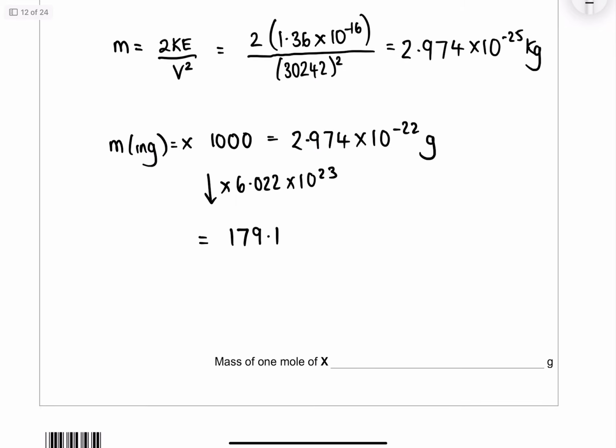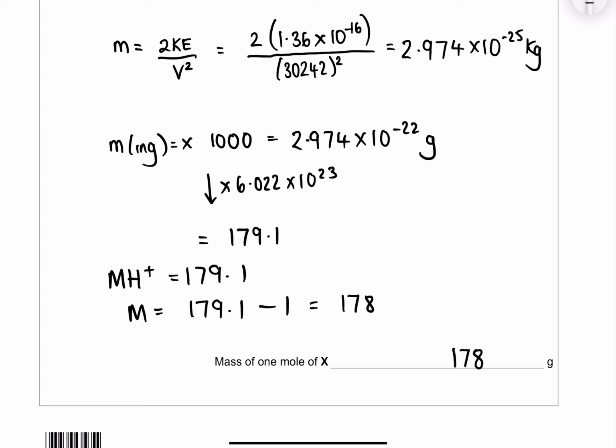Okay, but remember that this is the mass of what came out of the mass spectrometer. So MH plus equals 179.1. So M equals 179.1 minus the 1 for the hydrogen, 178.1. I'm just going to round it to 3 significant figures and write 178.